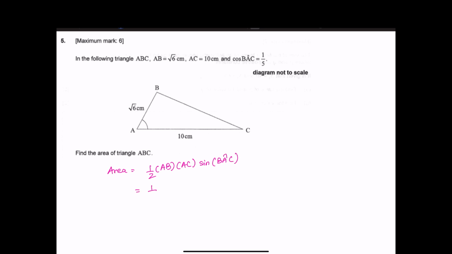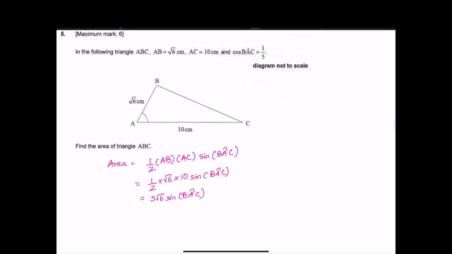AB is root 6, AC is 10, and you have sine of BAC. So it will be 5 root 6 sine BAC. Now we have to find the value of sine BAC. The value of cos BAC is given to you here. So sine square BAC plus cos square BAC.